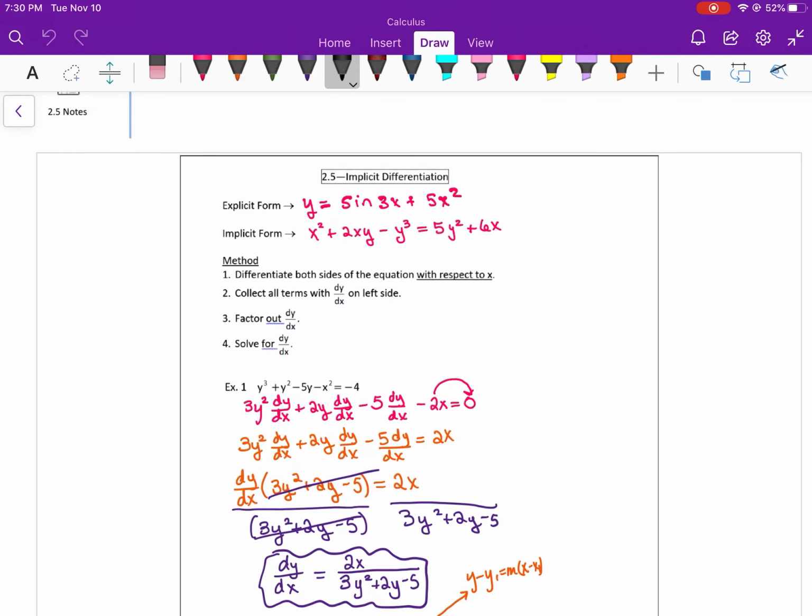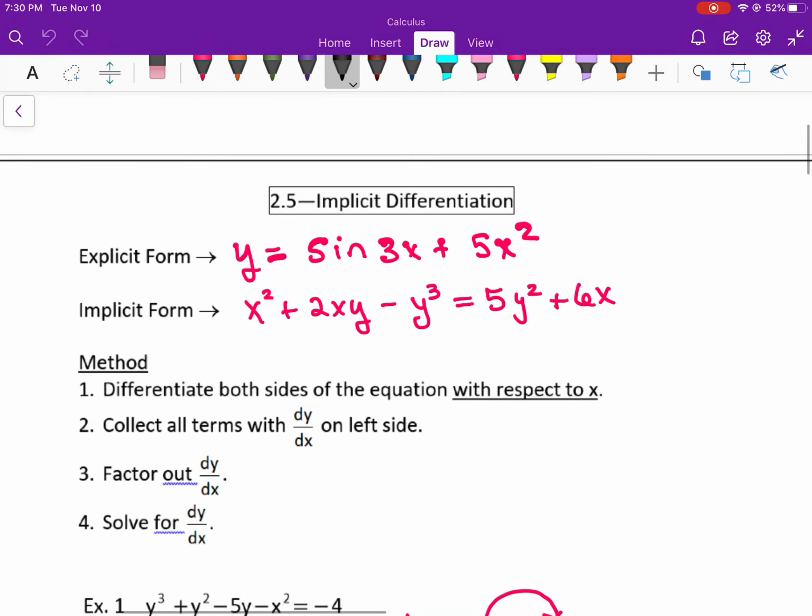Calculus. This is a video overview of the notes for lesson 2.5. I'm just going to go over the steps with you in case you weren't sure of what we did with implicit differentiation. So at the top, we talk about explicit form of an equation versus implicit form.